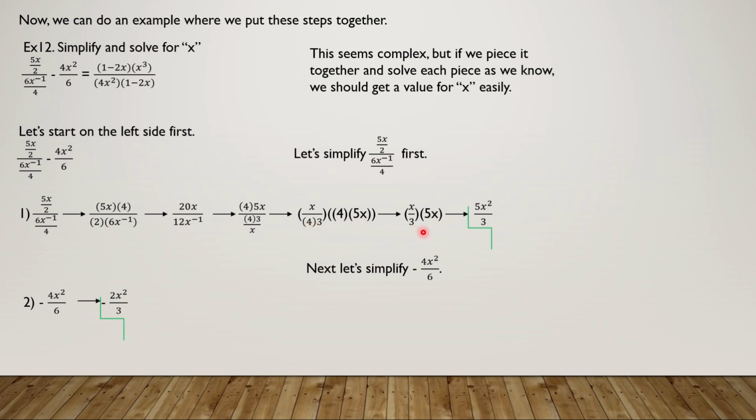You would also see that there's two values of x being multiplied together, so that can turn it into x squared with the 5 on the top as a factor of that in the numerator, so that becomes 5x squared over 3. That's the first part of the fraction.